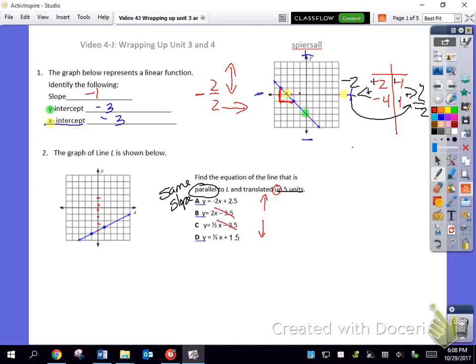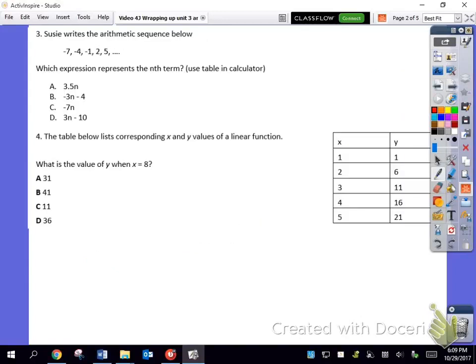Now, this is 1.5. So here's your 1.5. That's a 2.5. Remember, it's going to have the same slope. So look at your slope. Up 1 over 2. So up 1 over 2. So that means that has the same slope. So my answer is D. Now you could graph those and see which would be parallel. You could graph all those on there, but same slope, and then you translate it. So you move the y-intercept.